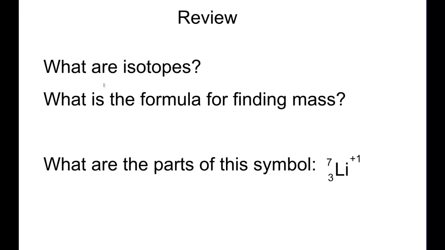So for review, what are isotopes? What's the formula for finding mass? And what are the different parts of this symbol? In class, I expect you to be able to calculate the various things that you have in the practice here, to define what an isotope is, to tell me what the formula is for finding mass, and to use this symbol to find either protons, neutrons, or electrons.